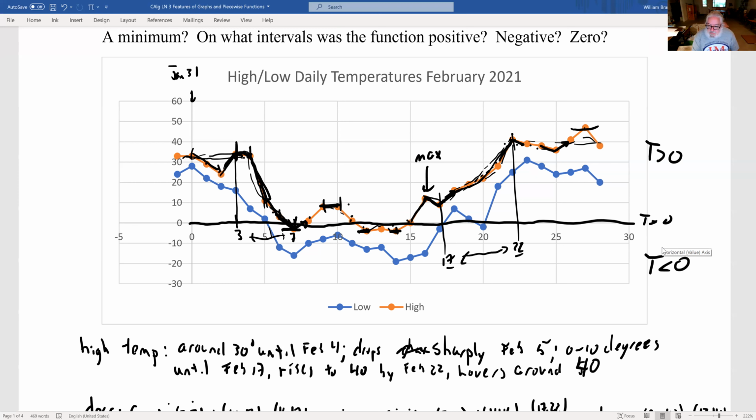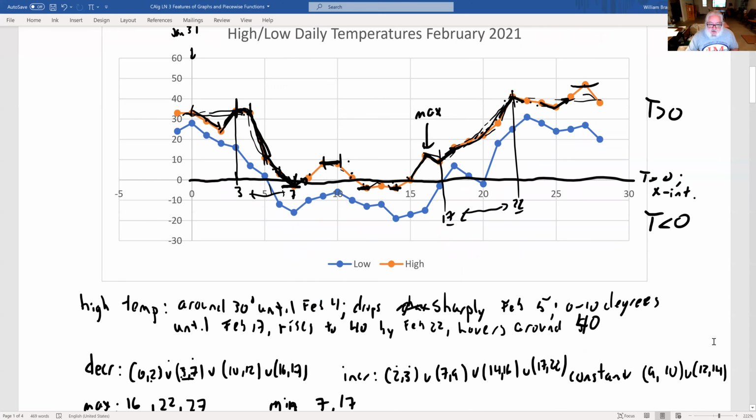Exactly 0, that's your x-intercepts. So between the x-intercepts, either you're positive or you're negative. So where are the intervals that it's positive? Well, at day 15, we've got an x-intercept. And so from 15 all the way out to 28, the temperature was above the x-axis. So that means it was positive.